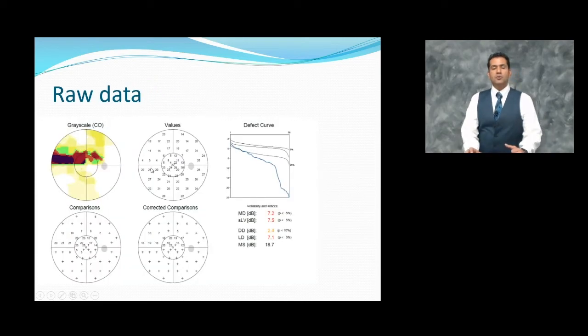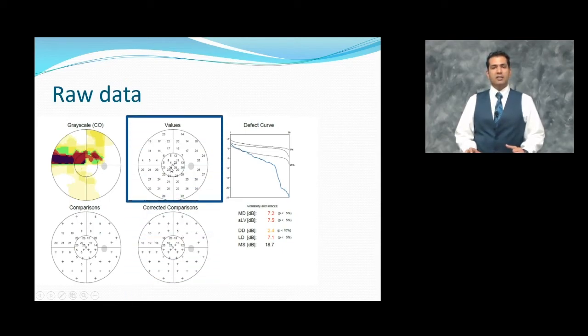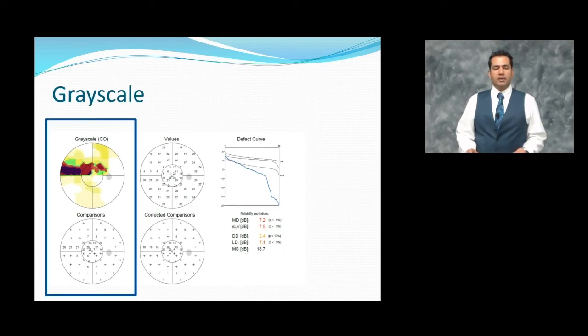Now when you come to the next part of the printout, you are seeing the raw data. The raw data is the most unaltered data from a visual field machine, that is, the patient responses, and it's crucial to be looked at. From the raw data, we obtain various other graphics that we will see. Next up is the grayscale. The grayscale is a pictorial representation of the kind of visual field defect the person has.